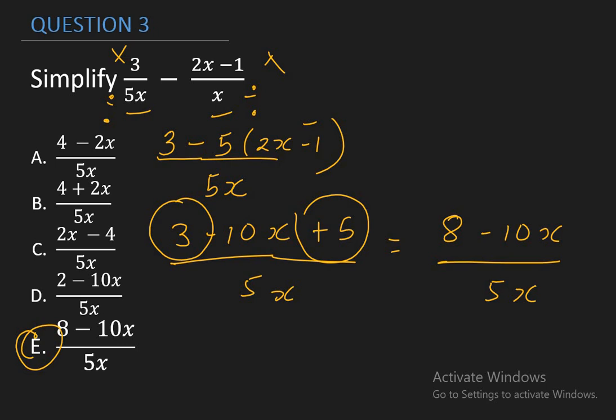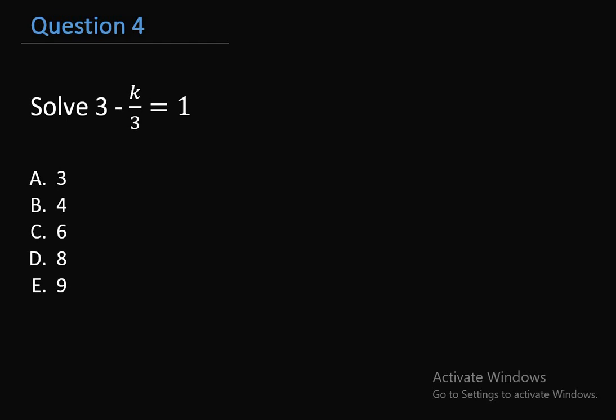Question 4. We have 3 minus k over 3 equal to 1. So the first thing I'm going to do is to collect like terms. So I'll move minus k over 3 to the right so that the minus will go, and move 1 to the left. So this is 3.